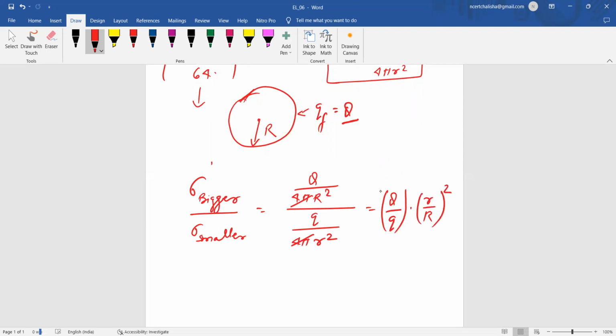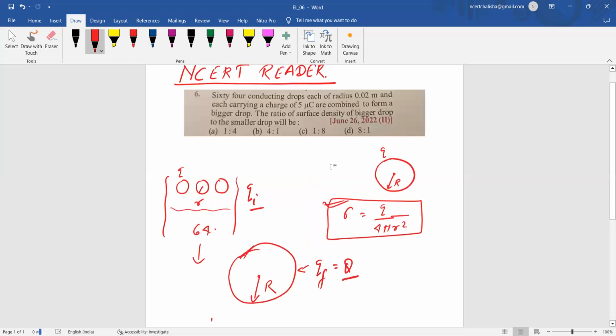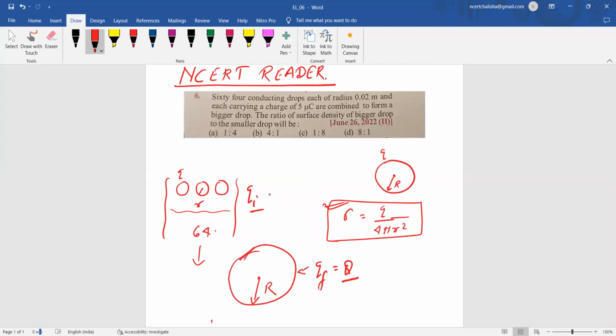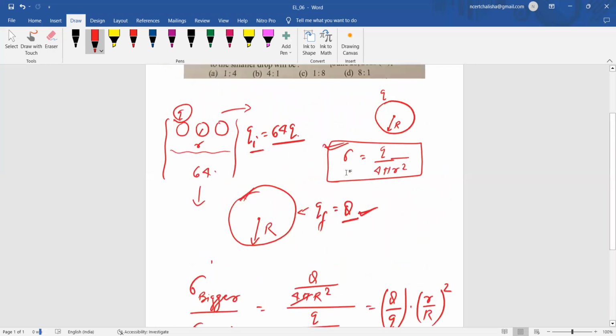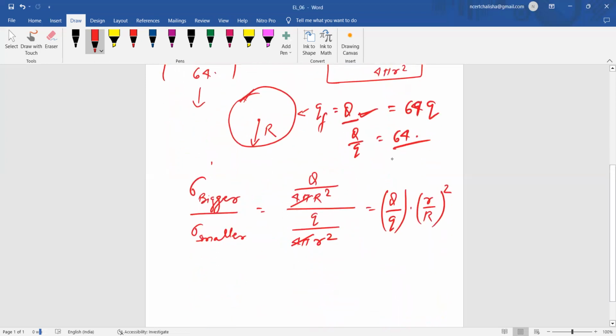This is what we actually have to find. So what are the charges we are having? The total initial charge is 64 times, so if one has charge q, then the total charge, Q initial, is 64 times q, and this will be equal to capital Q, because capital Q is the bigger charge. So what is the ratio of capital Q to small q? It is 64. So this is the ratio of the charges.